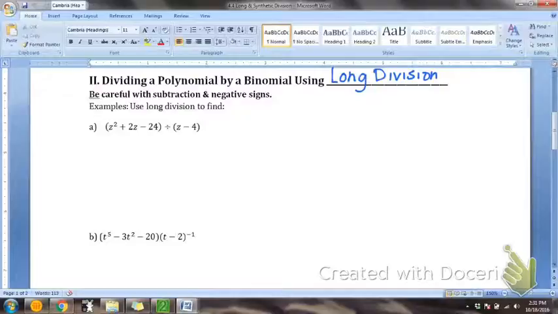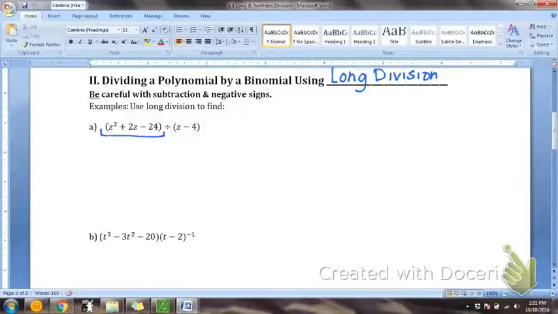So, we have z squared plus 2z minus 24. If I divide that by z minus 4, that does not mean divide this by a z, divide this by a z, divide this by a z, and now divide this by a negative 4. That is not what this means. Okay? So that's why we have to do this a different way.